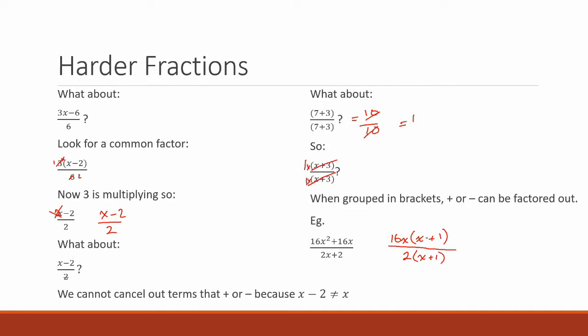And now I have all of this x plus 1 in these brackets multiplying by this 16x, and all of this x plus 1 multiplying by this 2. That now can be factored out. And so I end up with 16x over 2. And again, I can go further here. I've got 16 here, 2 here. The highest common factor will be 2. And so we have 8x over 1, which is just 8x.